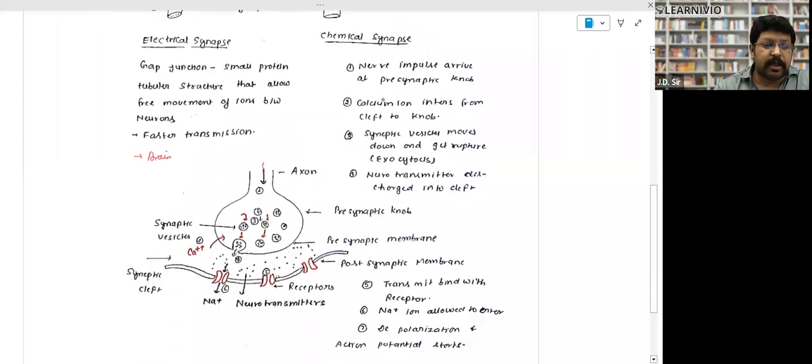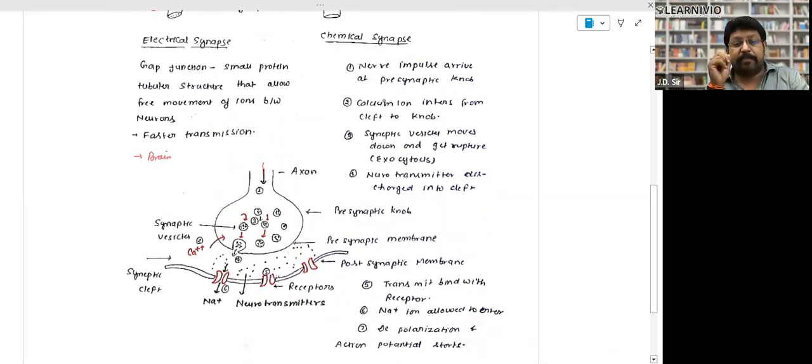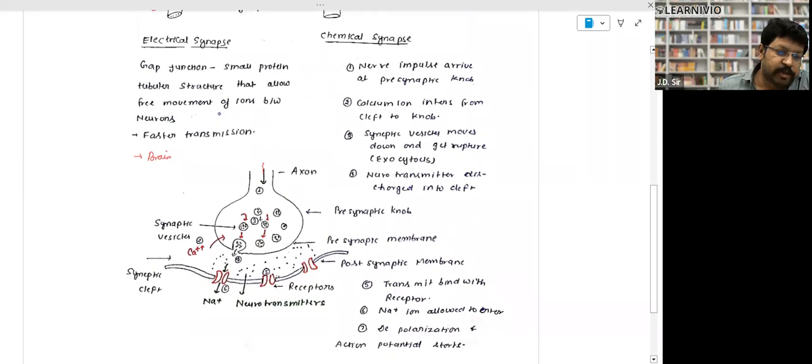In a chemical synapse, the nerve impulses arrive at the presynaptic node. Remember the same thing we discussed in the sliding filament part, right? So try to understand. The information will come at the synaptic node. It will start absorbing calcium ions from the ECF, extracellular fluid. Because of the entry of calcium, the synaptic vesicles, which are filled with acetylcholine, will start moving downward and rupture into the extracellular fluid.